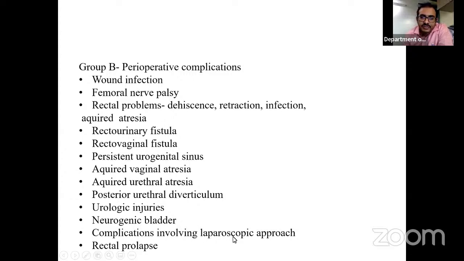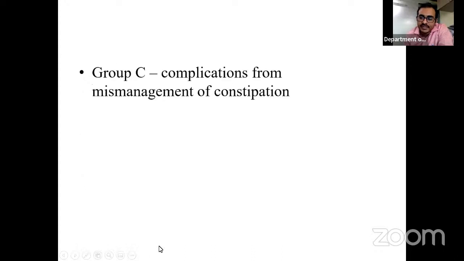Then, in cases of high anorectal malformation, we can also do a laparoscopic pull-through, so laparoscopy-associated complications can be seen in those patients. And rectal prolapse: if the sphincter muscles are not very strong, or the fixation is not proper, we can have rectal prolapse, which can be excised, and a redo anastomosis or anoplasty can be done.